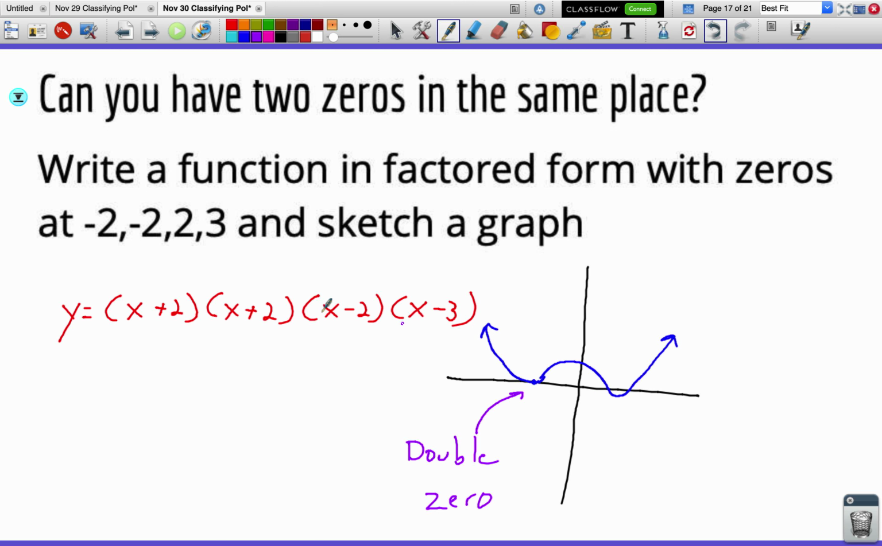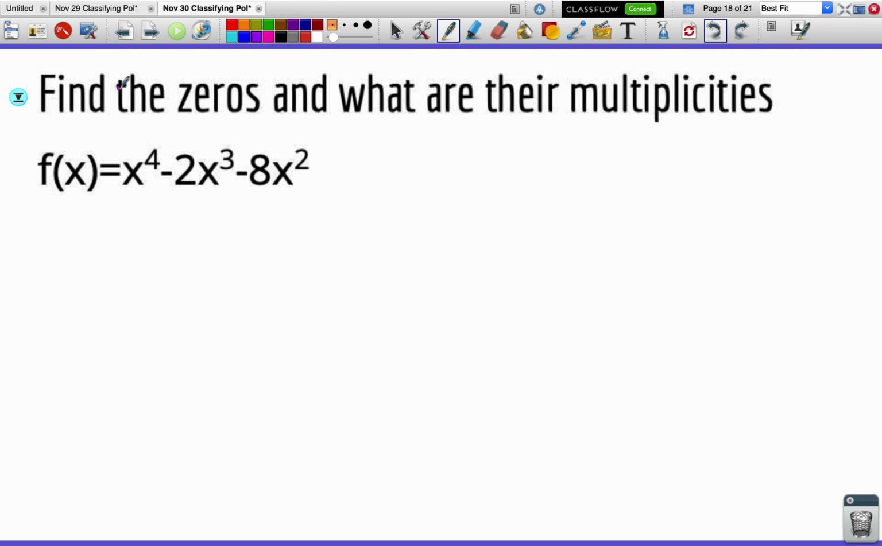And then the other two zeros are just single zeros where it told us to put them. All right, another one to practice factoring with. Copy this one down. Just algebraically, can we find the zeros of this one?